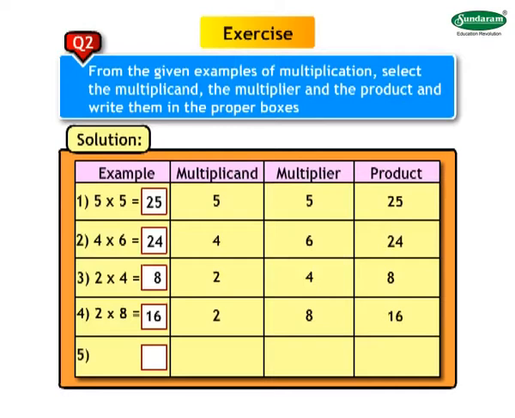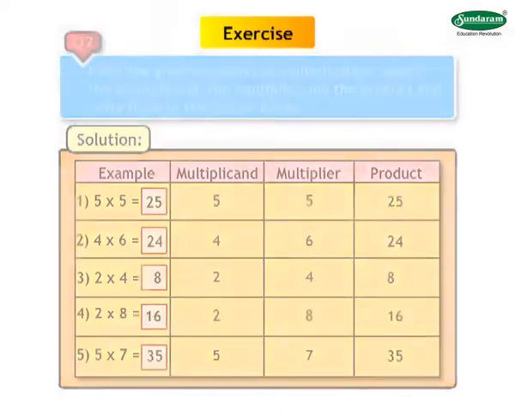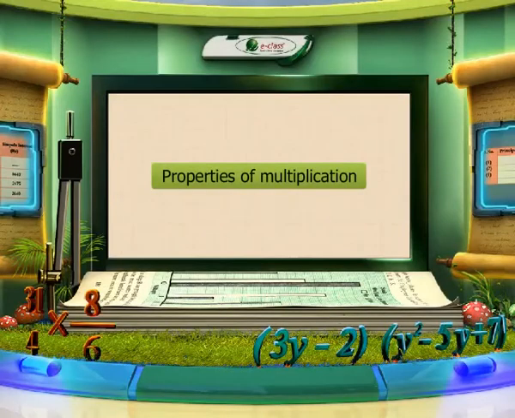Fifth, 5 into 7 is equal to dash. 5 sevens are 35. Here, 5 is the multiplicand, 7 is the multiplier, and 35 is the product. Well, that's the end of the chapter. Properties of multiplication.